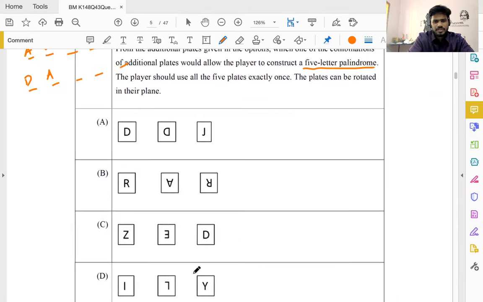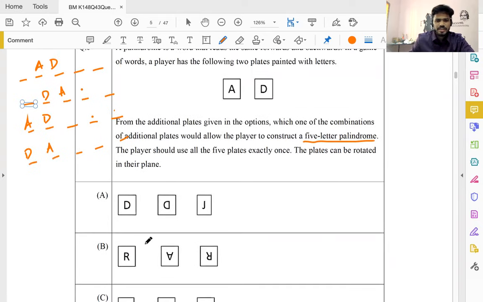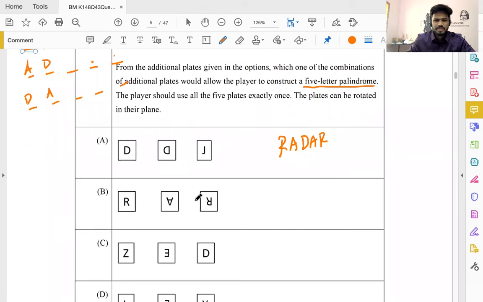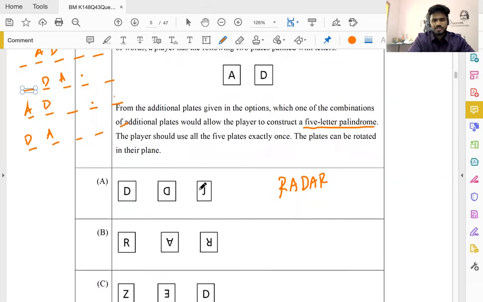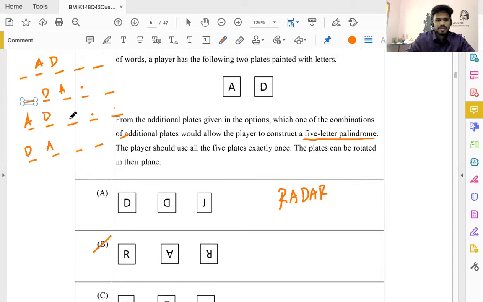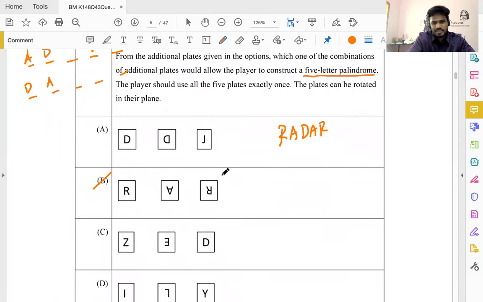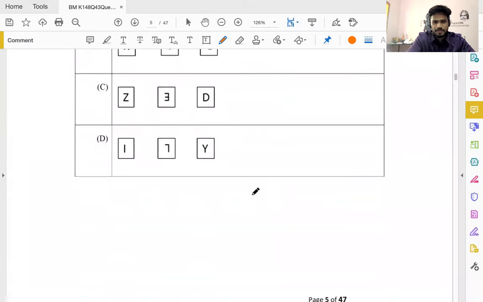But in this question, if you just notice, quickly recognize that radar is the word. If you just notice, the palindrome here that can be quickly formed is radar, you can just go ahead, and I suppose a rotation of plates is allowed. So if you rotate this, you get that. But if you take this approach, notice it's going to take some time. So if you're fortunate to recognize a palindrome, radar, using the letters given here, that is very good.